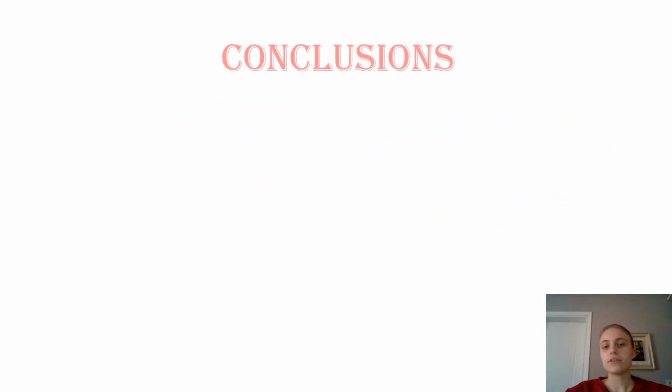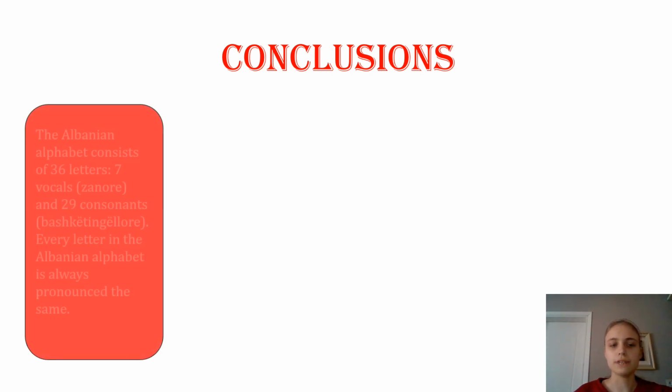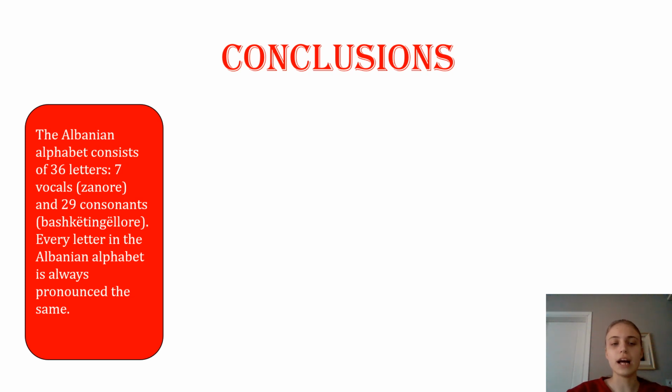Here we have the conclusions to today's video. Number 1. The Albanian alphabet consists of 36 letters, 7 vocals, and 29 consonants. We call vocals zanore and consonants bashkëtingëllore. Every letter in the Albanian alphabet is always pronounced the same.